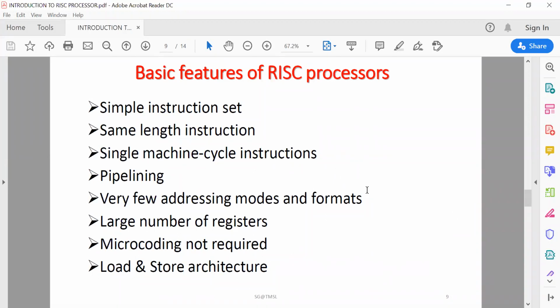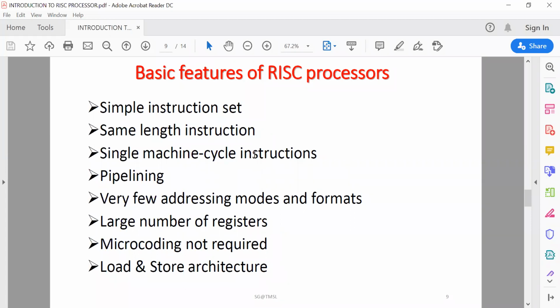The same length instruction is used here. Each instruction is of the same length, so that it may be fetched in a single operation. The traditional microprocessors, from Intel to other manufacturers like Motorola, support variable length instructions. Then it has single machine cycle instructions.